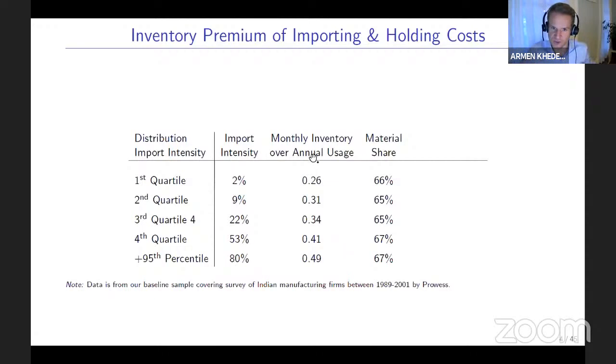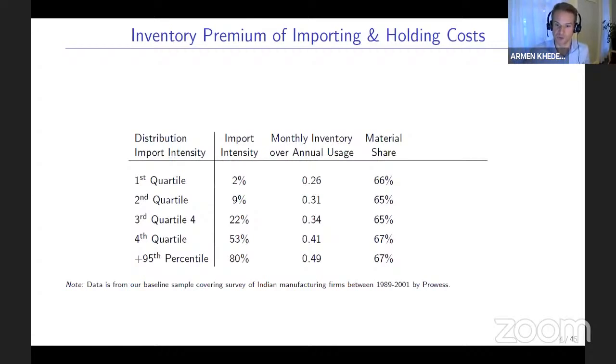Now, the inventory usage ratio here is defined as the monthly value of inventories over the annual consumption of materials. So if you multiply this by 12, you will get the monthly inventory usage ratio, which is the number that we're probably more familiar with. And multiplying this by 12, you see that this ranges between 3 and 6, which is relatively high if we compare it to what we are used to from the US, where this is between 1.5 and 3 maybe. Now, this is something that's been documented previously in developing countries.